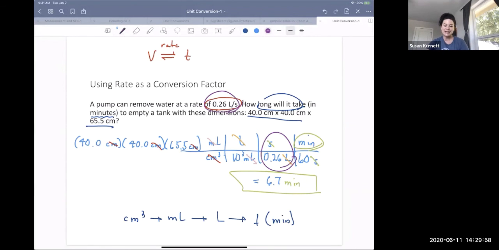Okay, because the rate as a conversion factor has limited sig figs. So here, 40.0, this 0 is after a decimal and a non-zero digit. And that means it's significant.